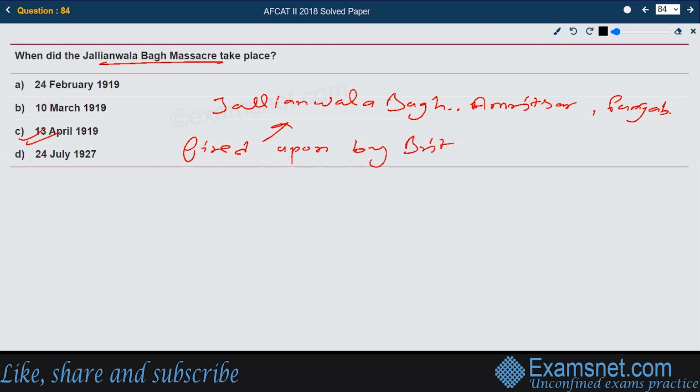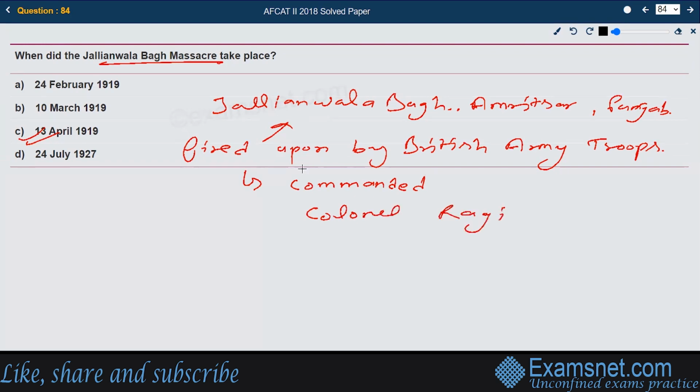They were fired upon by British Army troops, and they were commanded to do so. Who gave the command to do so? The name of the officer was Colonel Reginald Dyer, or we call him General Dyer also. Later he became a general, so he's also called General Dyer.